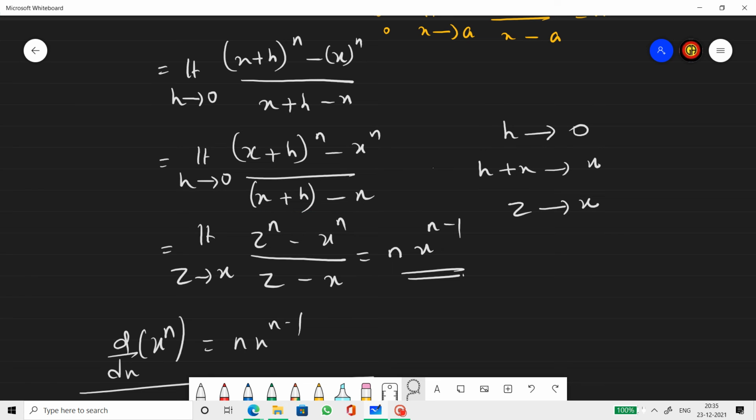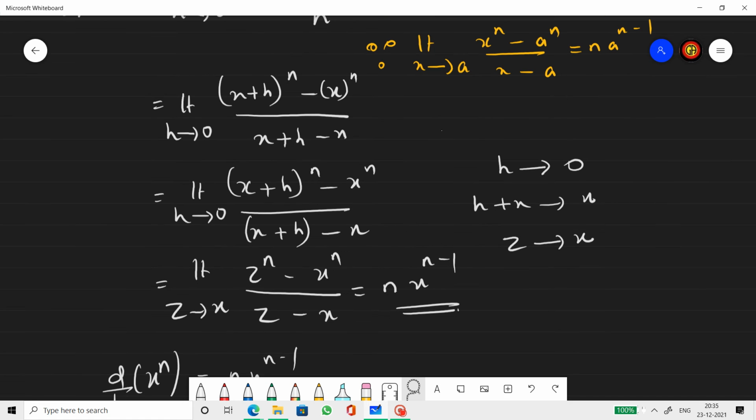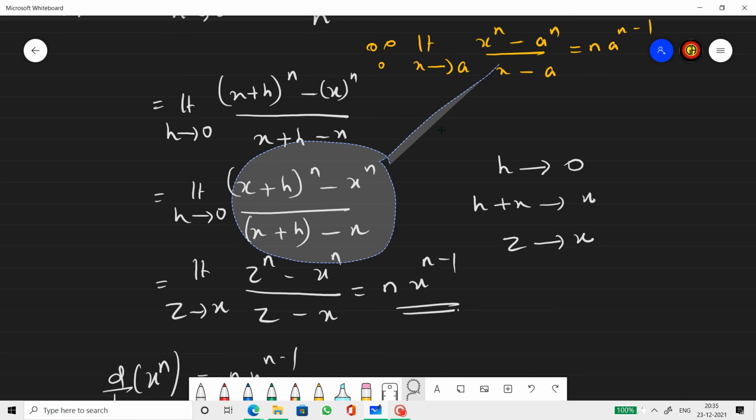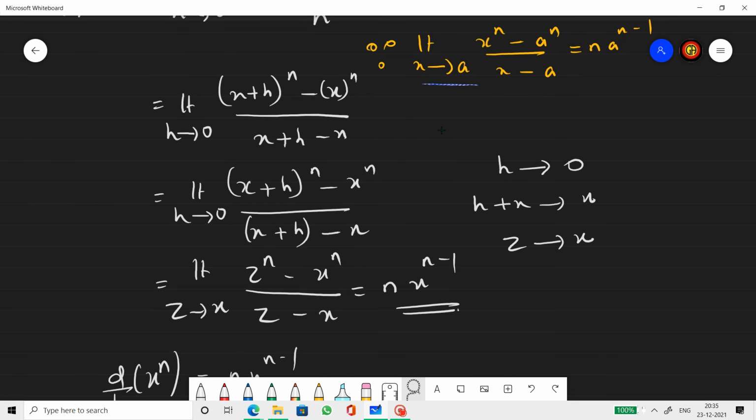Now while doing limits, when you apply a standard limit, we must be sure that it is exactly in this form. We changed the function to this form, but the limit has not been changed. Here, whatever a is, x should tend to a. Whereas here, in the place of a we have x, but h is tending to 0. So I need to change my limit. When h is tending to 0, adding x on both sides, x plus h will tend to x.